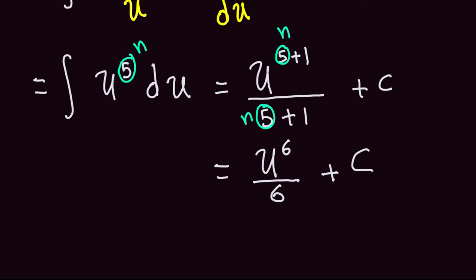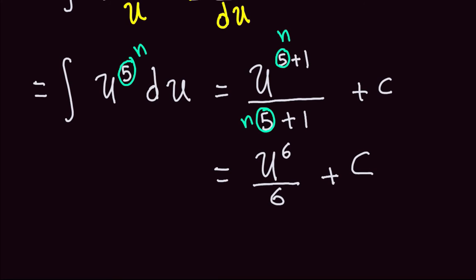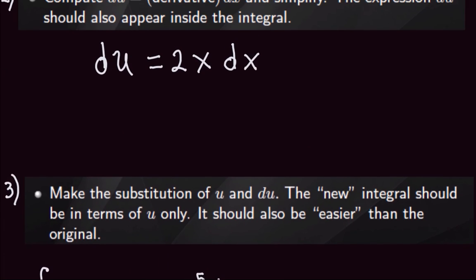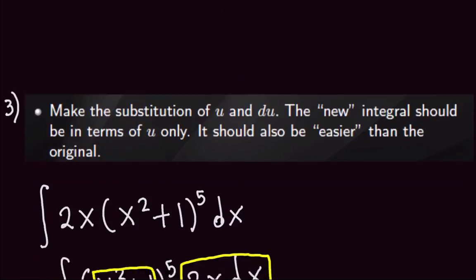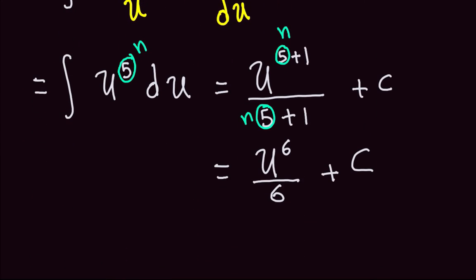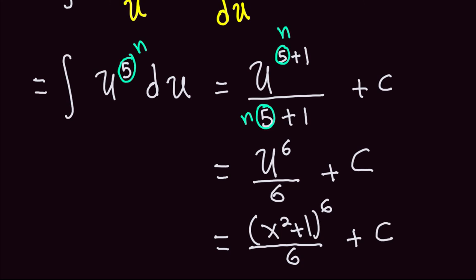Of course, you don't want to just leave it like this. You have to go back to the variable x, which is the original question. The original question is in terms of x. So I'm going to replace back what the variable u is. If we scroll all the way back here, what was u? u is x squared plus 1. So I'm going to replace u by x squared plus 1 to get my answer in terms of the variable x. This gives me (x squared plus 1) to the 6th divided by 6 plus c, and this is going to be my final answer.